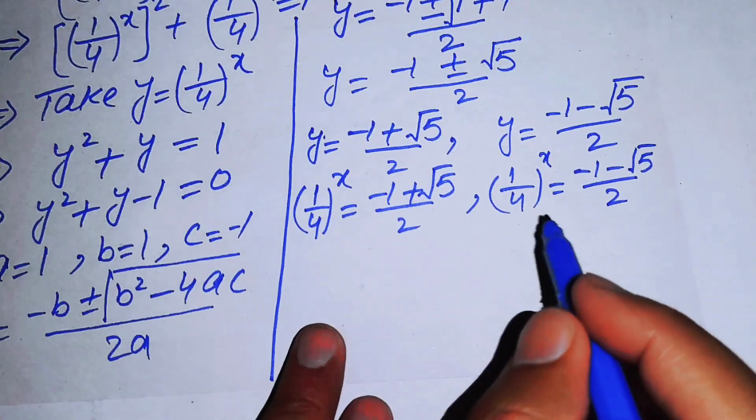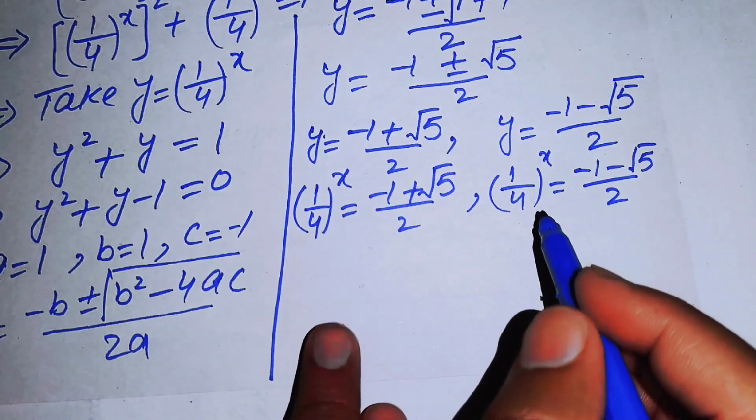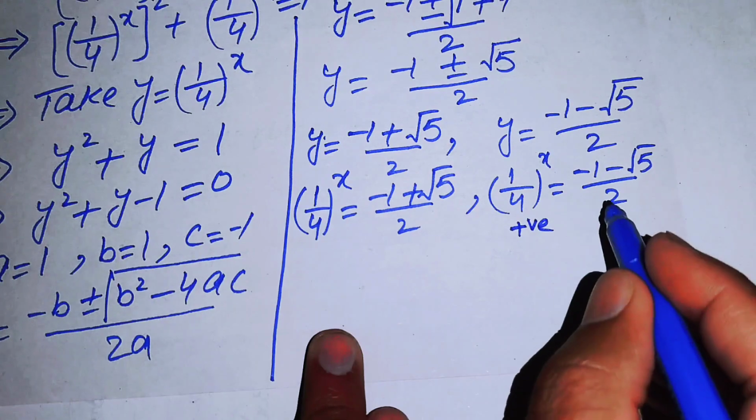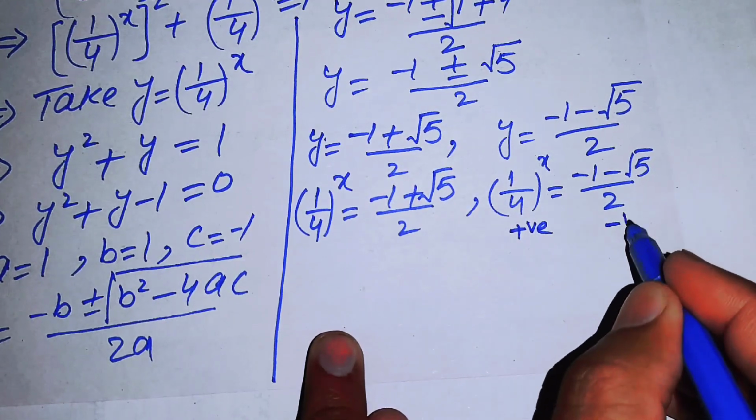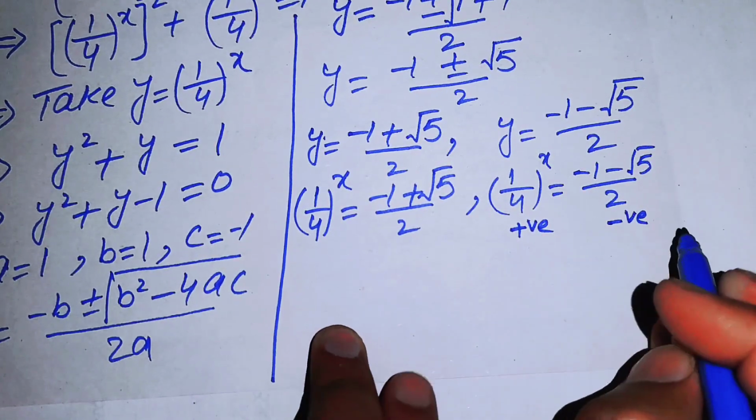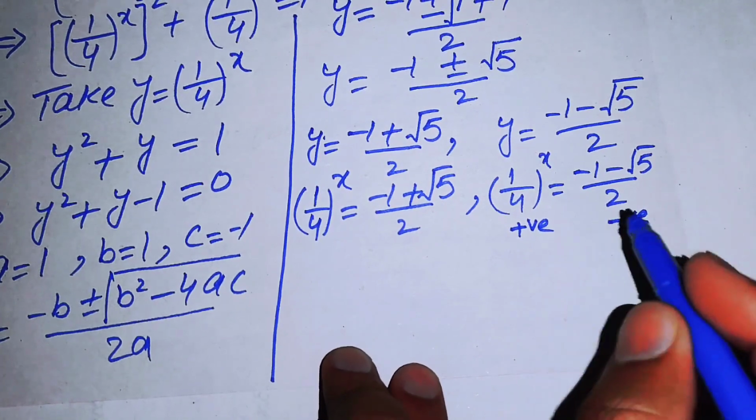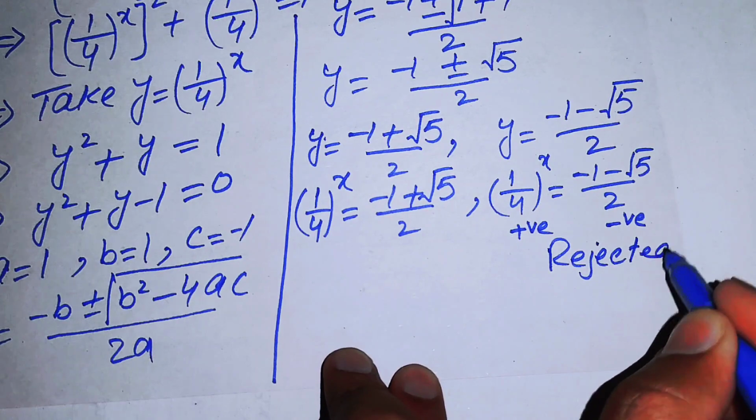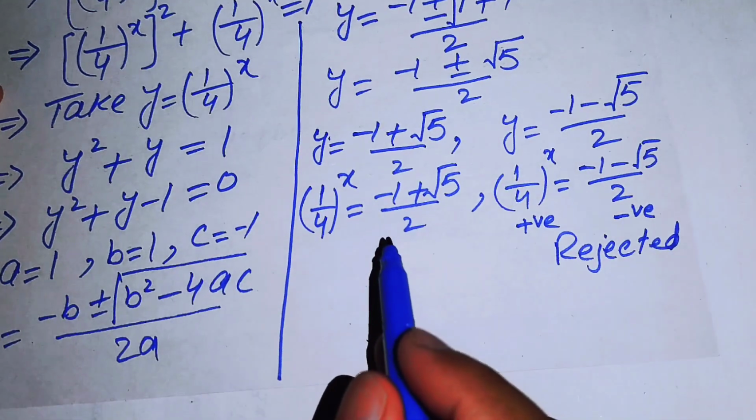First I deal with the second case. Here you can see that the exponential function always gives a positive value, and the right hand side is a negative value. A positive value and a negative value cannot be equal to each other, so it is not possible, and we reject this case and proceed with the first case only.